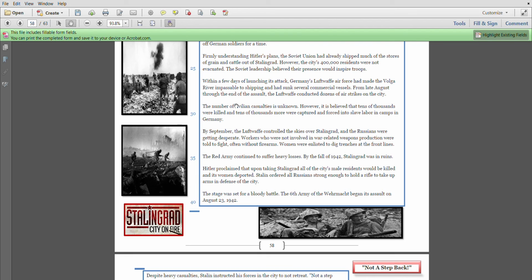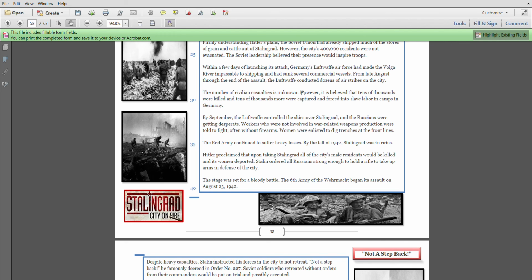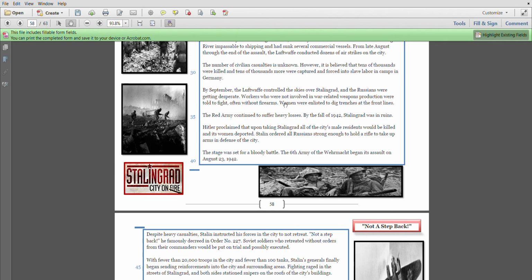From late August through the end of the assault, the Luftwaffe conducted dozens of airstrikes on the city. The number of civilian casualties is unknown. However, it is believed that tens of thousands were killed and tens of thousands more were captured and forced into slave labor in camps in Germany. By September, the Luftwaffe controlled the skies over Stalingrad, and the Russians were getting desperate.